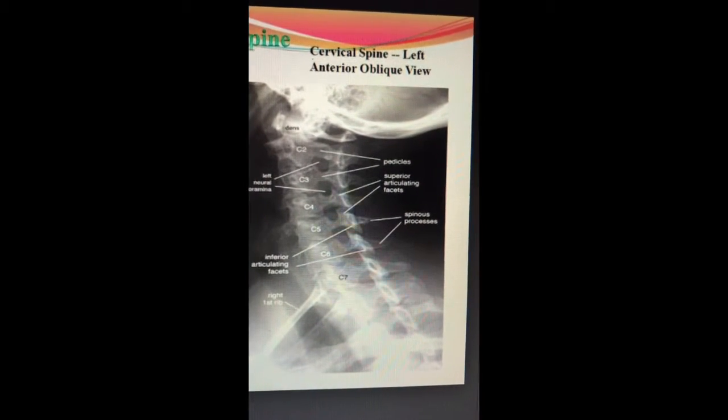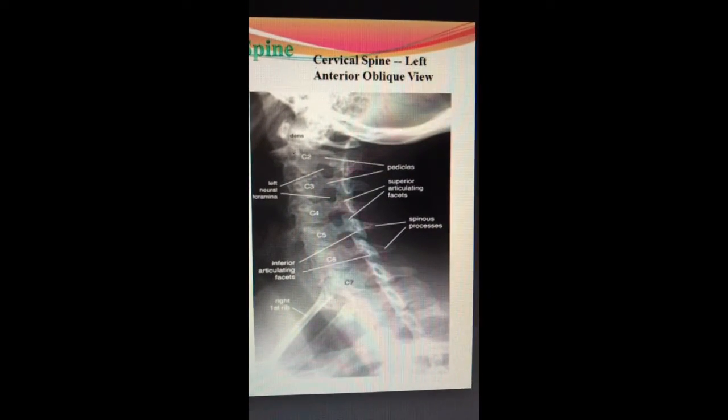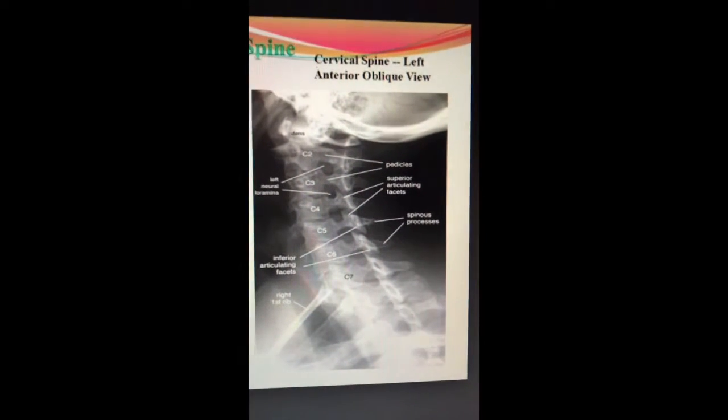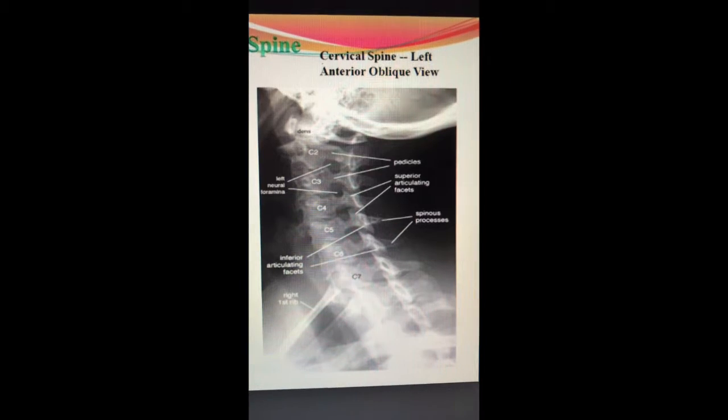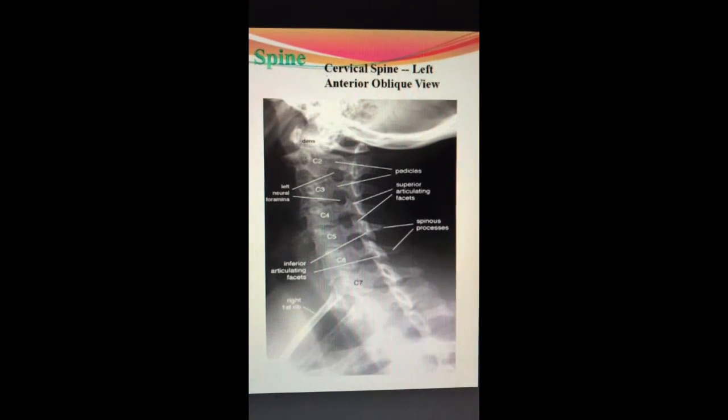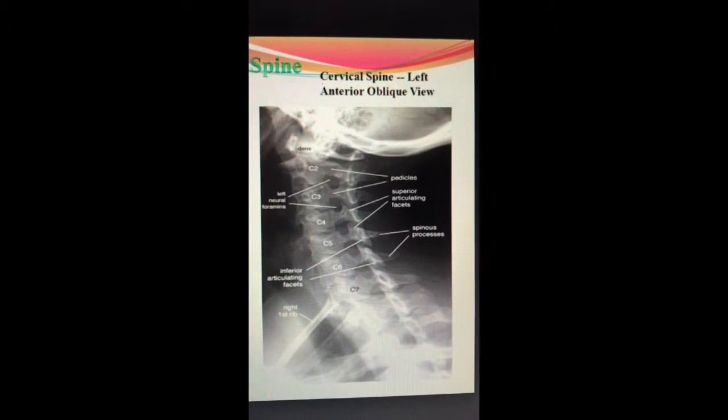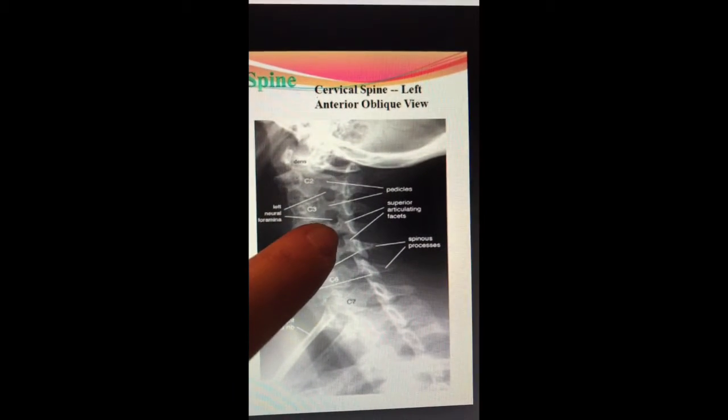This is the result of a cervical spine anterior oblique. This position is preferred because it reduces patient dose for the thyroid. In this view, you can see the intervertebral foramina over here that they are level.